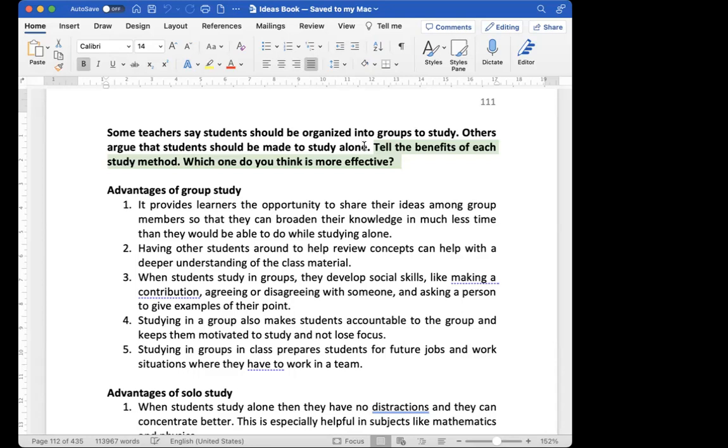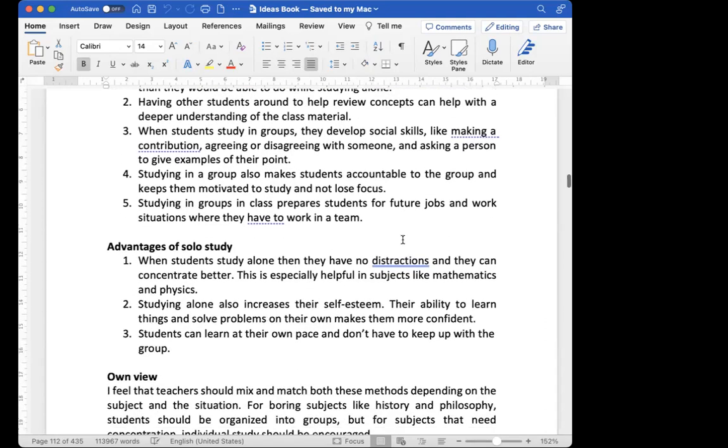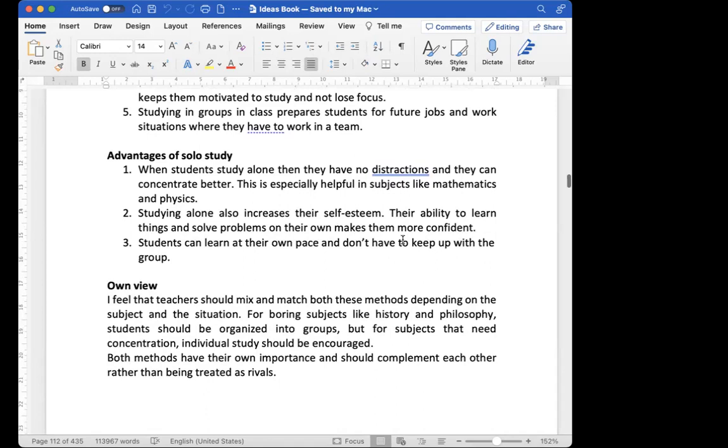Studying in a group also makes students accountable to the group and keeps them motivated to study and not lose focus. Studying in groups in class prepares students for future jobs and work situations where they have to work in a team. So what are the advantages of solo study? When students study alone, then they have no distractions and they can concentrate better. This is especially helpful in subjects like mathematics and physics. Studying alone also increases their self-esteem; their ability to learn things and solve problems on their own makes them more confident. Students can learn at their own pace and don't have to keep up with the group.